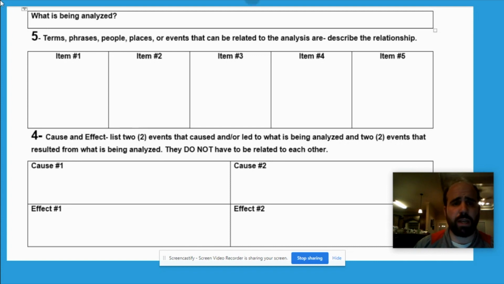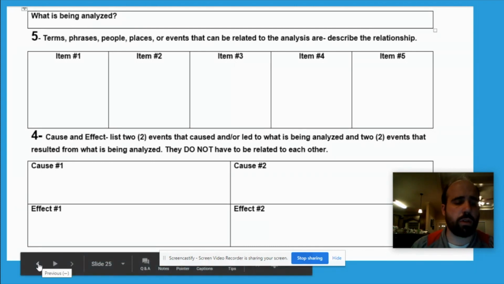And instead of giving them the options of phrases and people and all of that, maybe that's too much. You say, this is where I want your terms, and then you build on that from there. And not only can we identify them in the text and put them down, but then we can describe the relationship of why those are important to what's being analyzed.